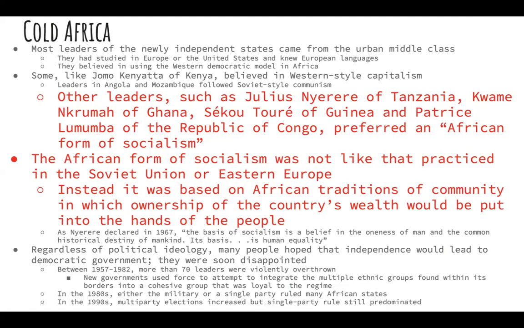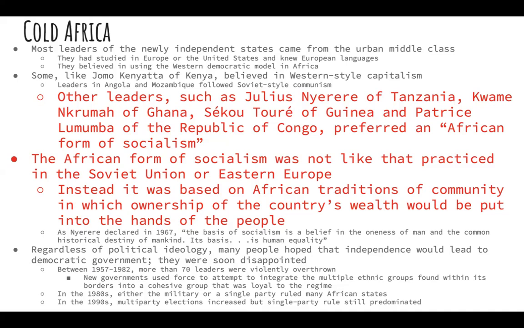Other leaders like Julius Nyerere of Tanzania, Kwame Nkrumah of Ghana, Sekou Touré of Guinea, and Patrice Lumumba of the Republic of Congo preferred an African form of socialism. The African form of socialism was not like that practiced in the Soviet Union or Eastern Europe. Instead, it was based on African traditions of community in which ownership of the country's wealth would be put into the hands of the people.